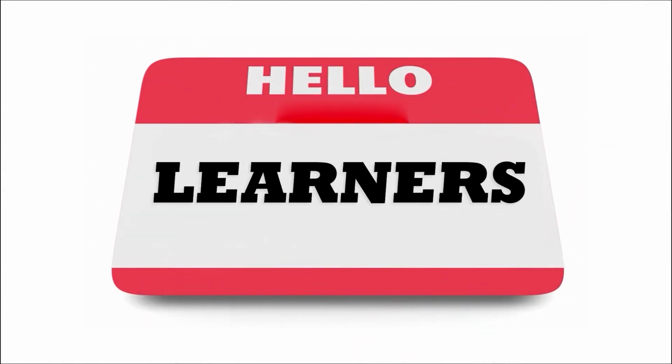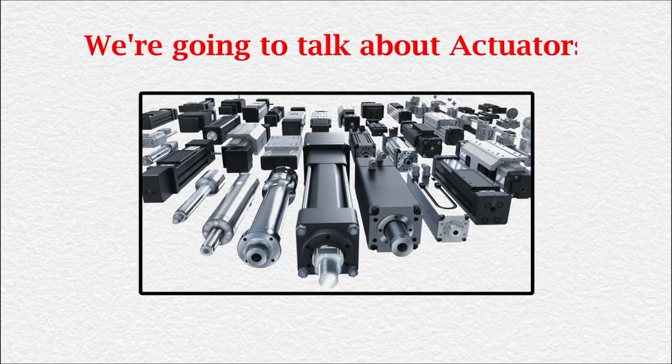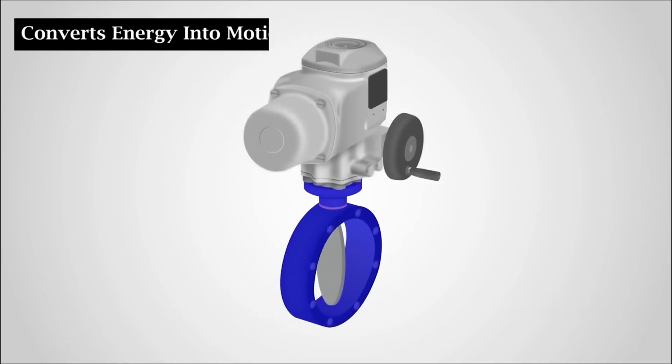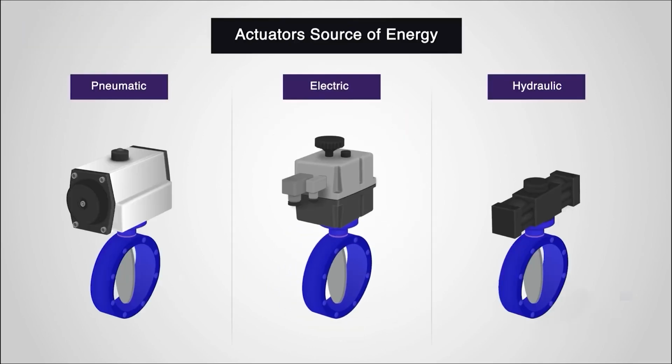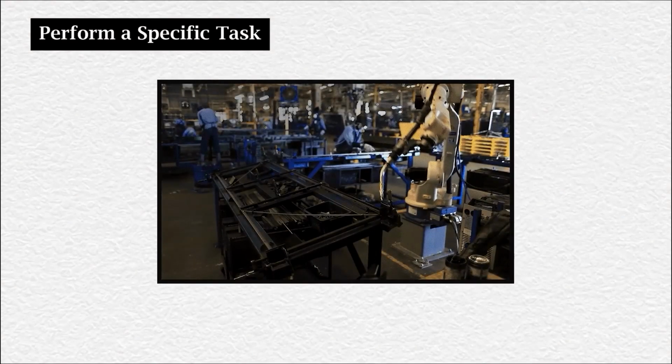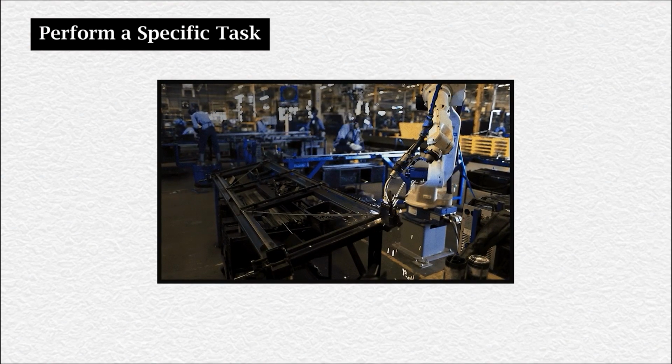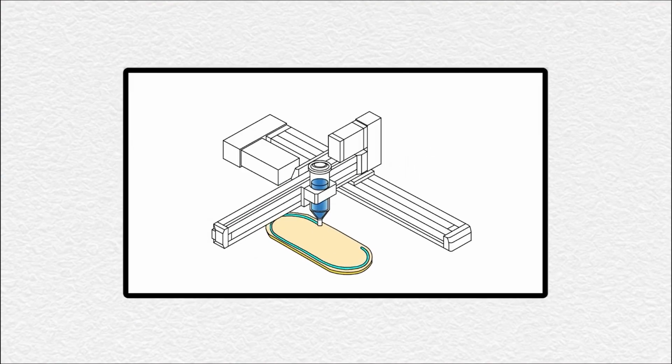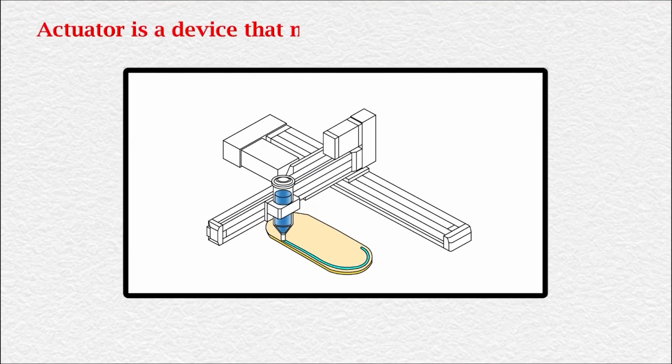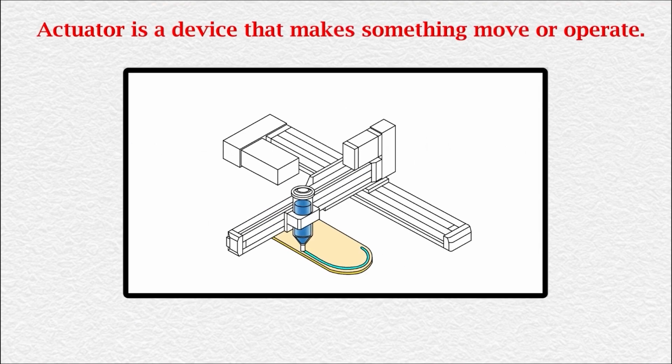Hello learners, we are going to talk about actuators. The actuator converts the source of energy into physical mechanical motion. That source of energy can be in three different forms: pneumatic, electric and hydraulic. They receive inputs and transform this input into mechanical motion to perform a specific task. In very simple terms, an actuator is a device that makes something move or operate.